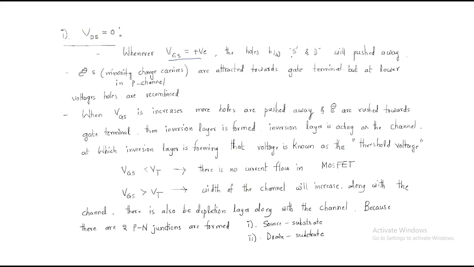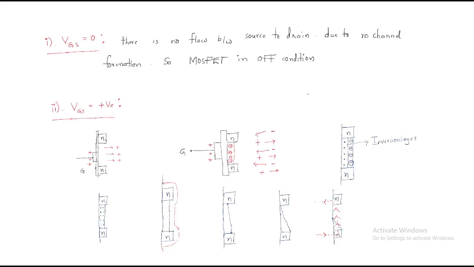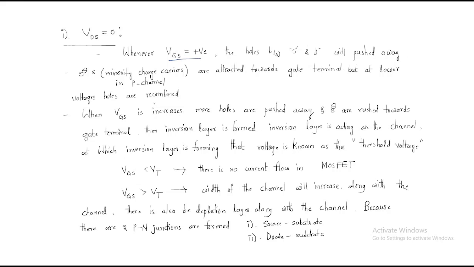The holes between source and drain will be pushed away. Generally, look at here, we have the holes because this is the p-type material. From this, the holes will be pushed away, because we are applying the positive here. This positive terminal will be positive, then these holes will be pushed.